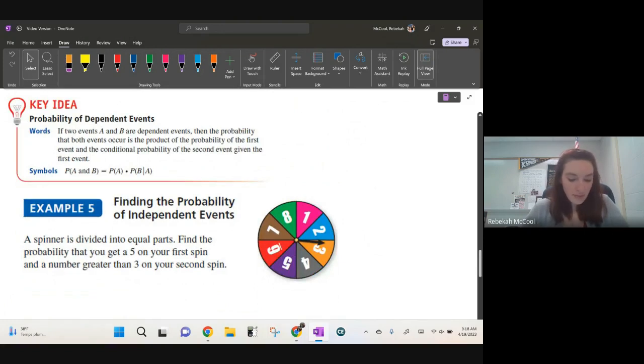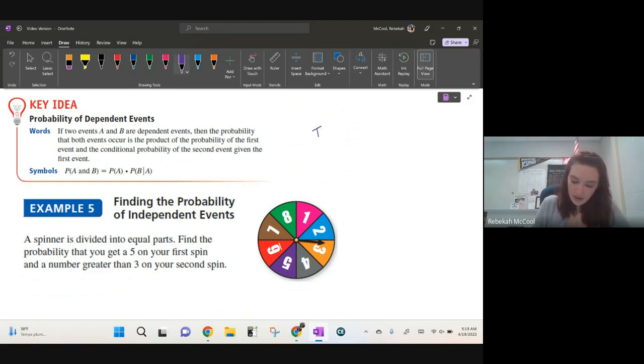So we have the probability of dependent events. If 2 events A and B are dependent events, then the probability that both events occur is the product of the probability of the first event and the conditional probability of the second event, given that the first event occurs. So this is different from our independent events.